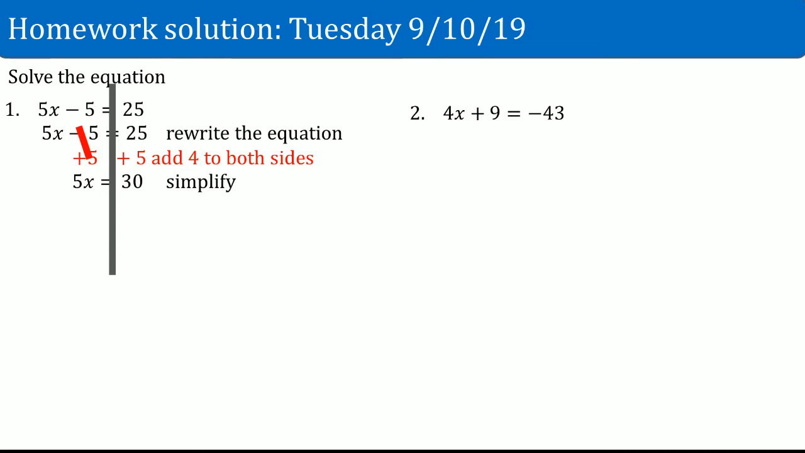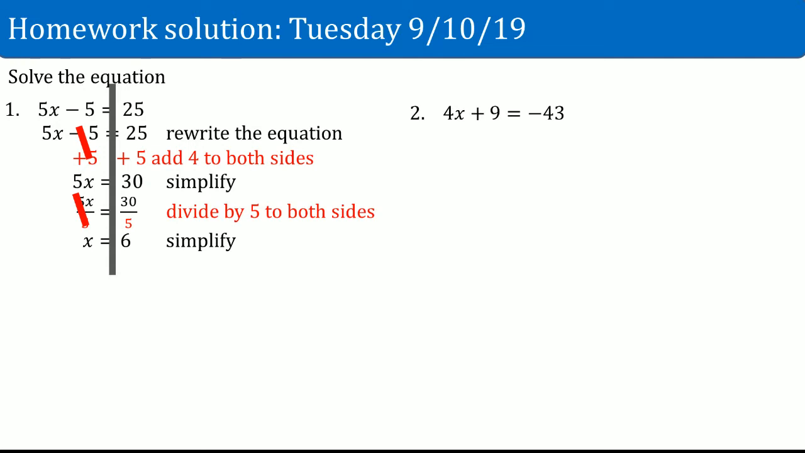Now, it looks like yesterday's problem, Monday's homework. It becomes a single step now. So I have 5 times x is equal to 30. What is the opposite of multiply? It is to divide. So I'm going to divide by 5 to both sides. On my left-hand side, 5 divided by 5 cancels out. What do I have left over? An x. On my right-hand side, 30 divided by 5 becomes a 6. So I have x is equal to 6.